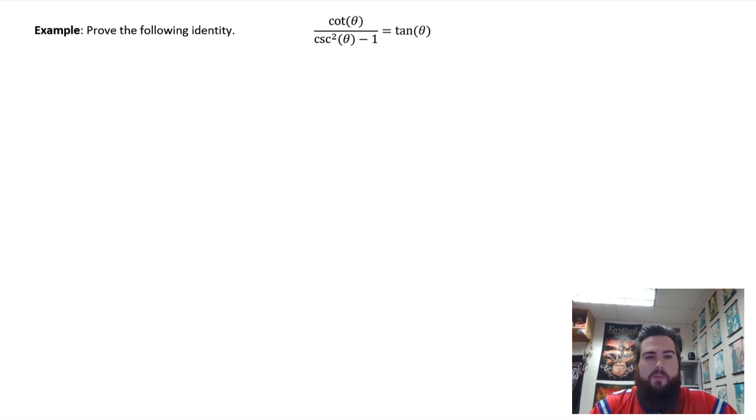In this example, we are going to prove the following identity. Cotangent of theta divided by the quantity cosecant squared of theta minus 1 is equal to tangent of theta.